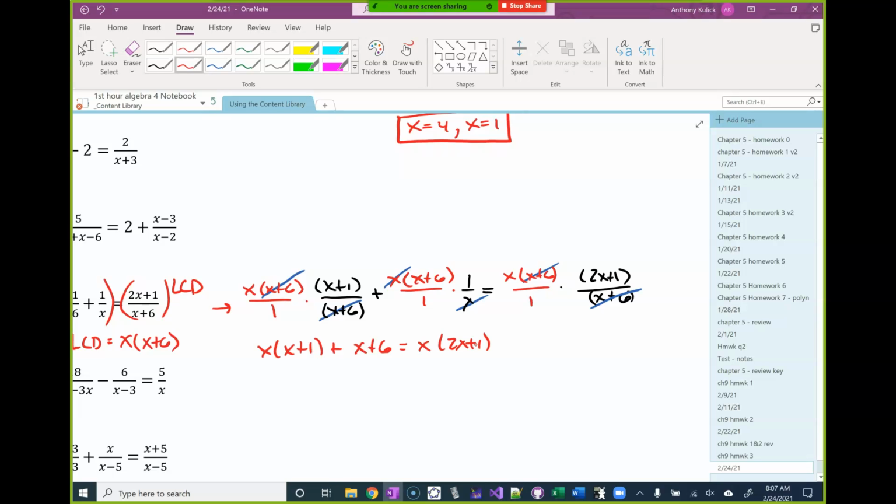Okay, I'm going to multiply everything out and combine like terms. I'm going to just do that in one step, though, if that's okay, Evan. So I'm going to have an x squared. I'm going to have an x plus another x is 2x, and then still have that plus 6 rolling around. And that's going to give me 2x squared plus x. And I'm going to move everything onto one side. So I'm going to subtract the x squared from both sides, subtract 2x from both sides, and then subtract 6 from both sides.